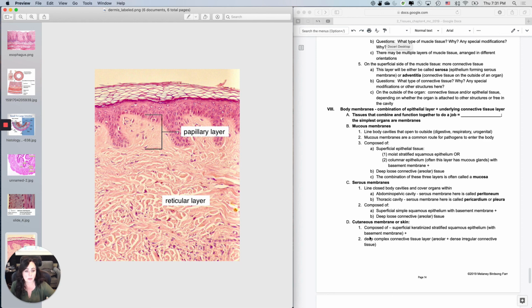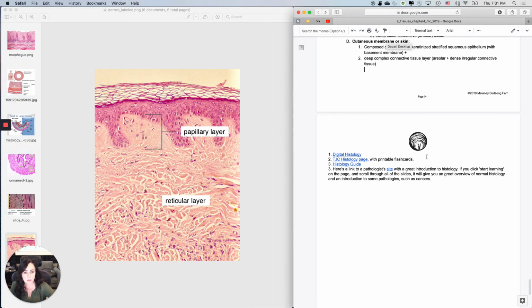I want to point out to you one more time, this little rabbit hole, a couple of different places that you can look at: Digital Histology, TGC histology page, Histology Guide. Those are all practice places that you could go for practicing histology.